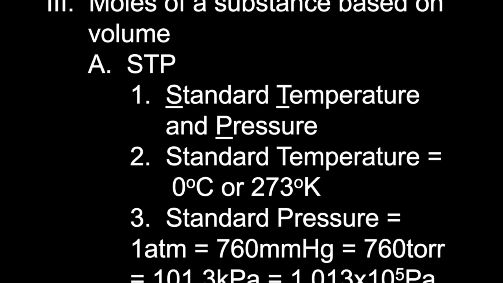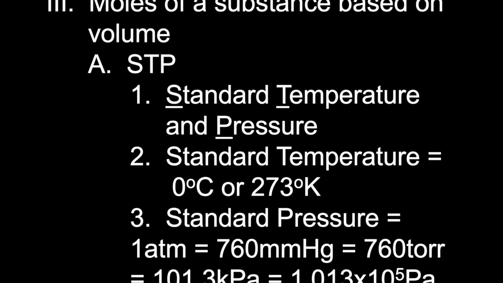Standard pressure is 1 atmosphere pressure, or anything equal to 1 atmosphere pressure. That's 760 millimeters of mercury, which is also the same thing as 760 torr, 101.3 kilopascals. PA stands for pascals, or 1.013 times 10 to the 5th pascals. So this would be the air pressure that you would have if you were at sea level. In other words, if you're at sea level and the temperature is 32 degrees Fahrenheit, which is 0 degrees Celsius, the air will be described as being at STP.